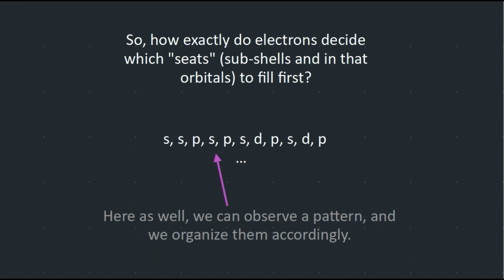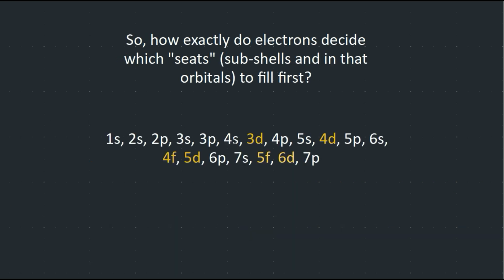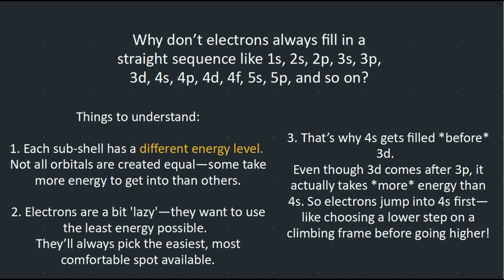So the question was, why does this happen? Over here, and so on and so forth. Why does this happen? And the answer is this. Each of these, 1s, 2s, and so on and so forth, they have different energy levels. All of these subshells have different energy levels.